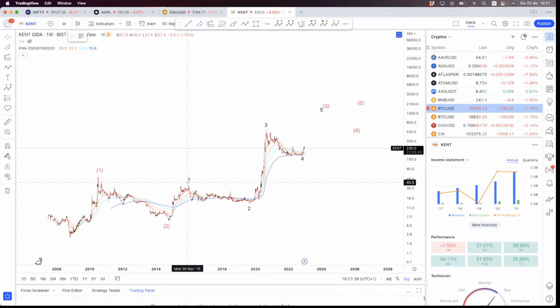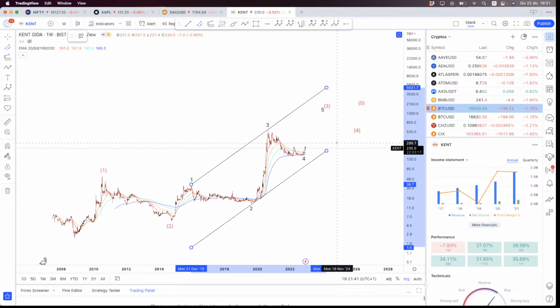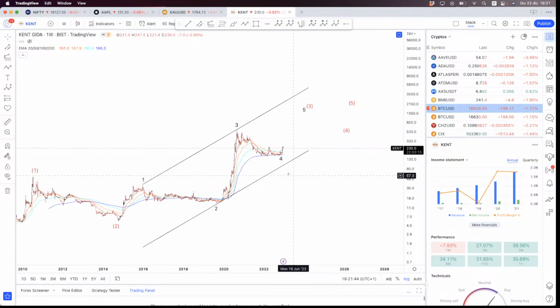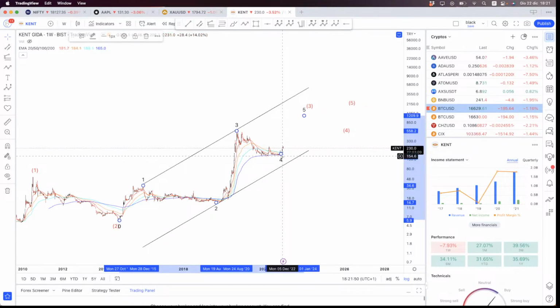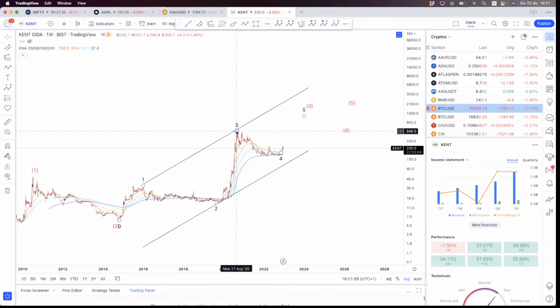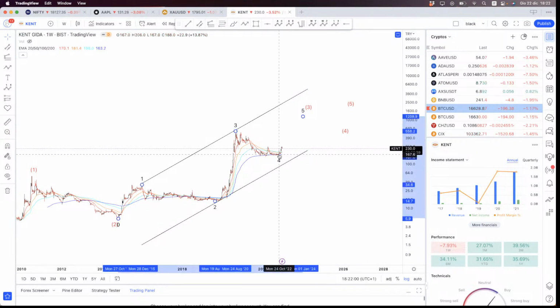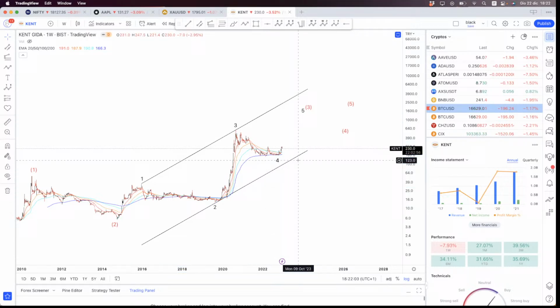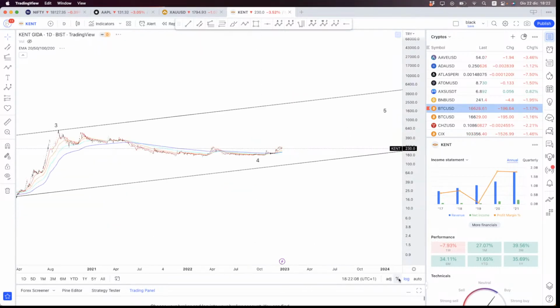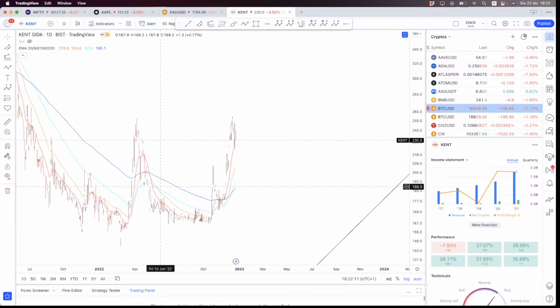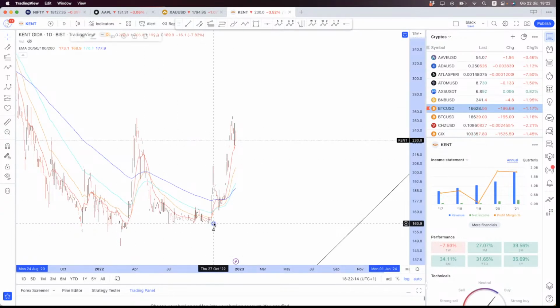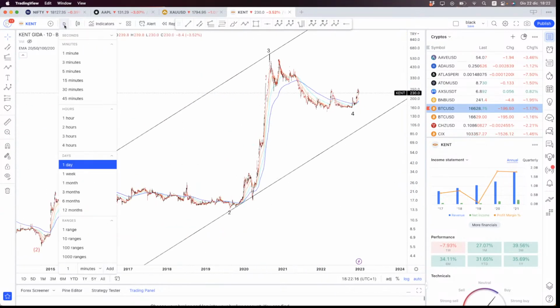Let's see. Obviously, we have the 200 EMA acting as support. Could wave 4 be over? I don't know. It has been lasting for over 2 years now, so not sure. Potentially would be nice, but can we see the upside? Yes, I'd say. But with this type of market, it's a bit hard. So, but yeah.